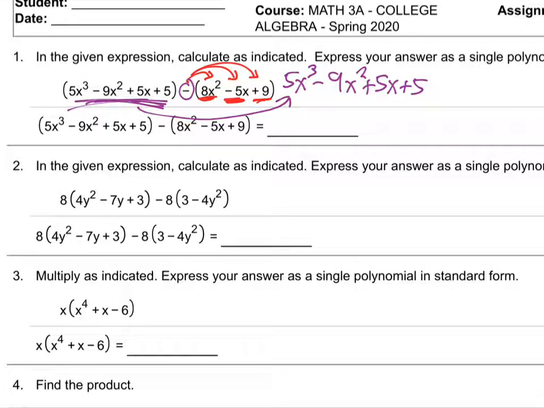But then the other three, here we go. The minus is going to hit the 8x squared. The minus is going to hit the minus 5x to make it plus 5x, right? Did y'all see the two minuses hit there? A minus and a minus make a plus. And then the minus is going to hit the plus 9 to make minus 9. Remember that kind of stuff? So the minus sign in front of that second parenthesis hit all three of those, changing all three signs.